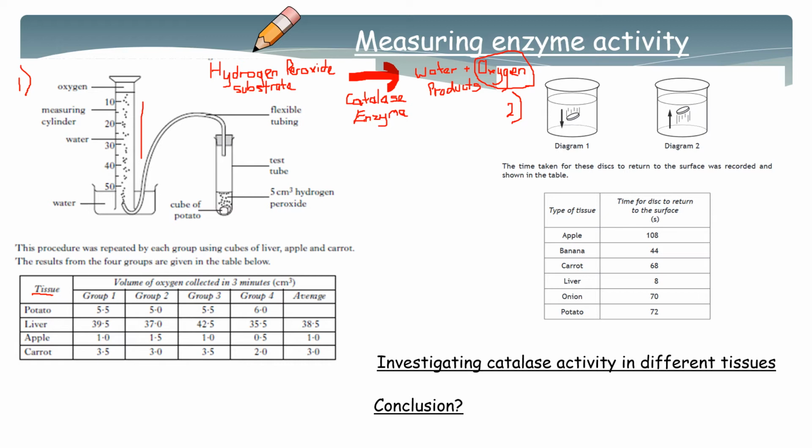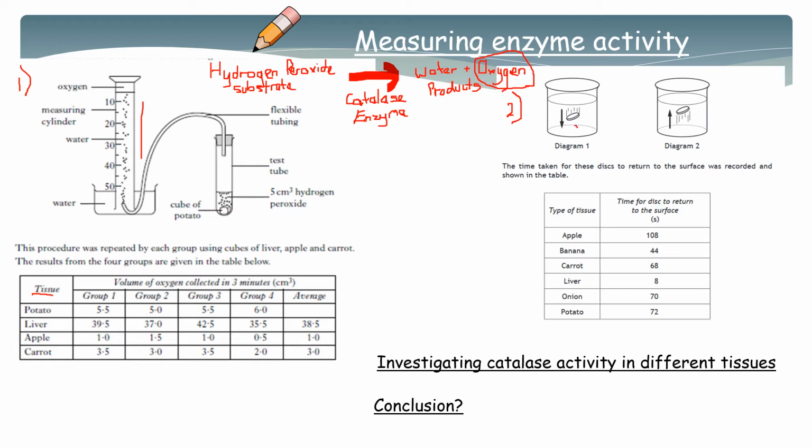The second diagram is slightly different. So what is happening in this one is you've got filter paper and it is soaked with either apple, banana, carrot, liver, onion or potato. And then it's put into your hydrogen peroxide and then it is timed for how long the paper disc takes to go down into the hydrogen peroxide and return back to the surface. Again, this is measuring oxygen but via a slightly different method.